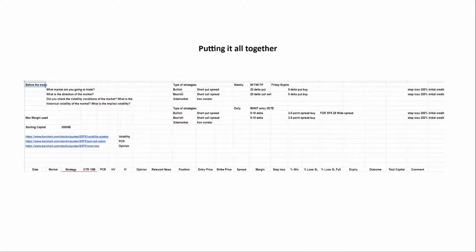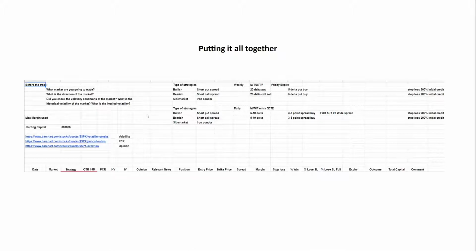In this case, for example, for bullish we have a short put spread with a 20 delta put sell, 5 delta put buy, with a stop loss of 20% of initial credit. We are going to have a bearish short call spread as well, with a 20 delta call sell, 5 delta call buy. Sorry, this would be a call buy, not put. It's a mistake here. A sideways market gets an iron condor, made more or less with variations of these deltas.